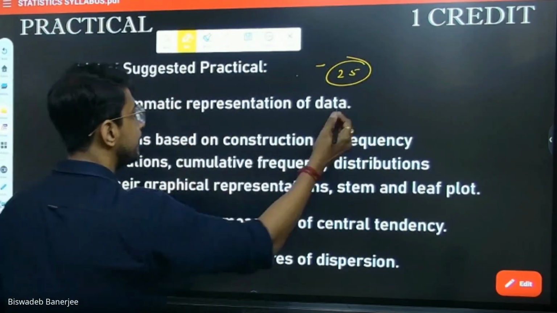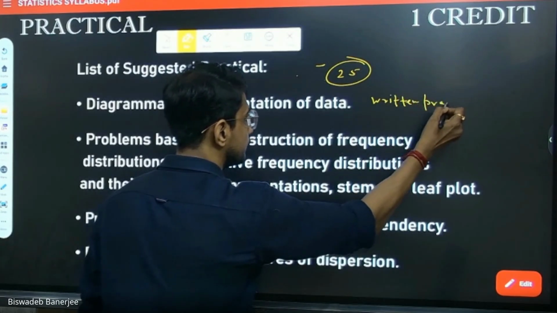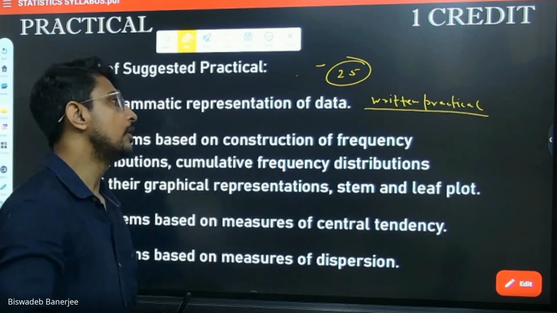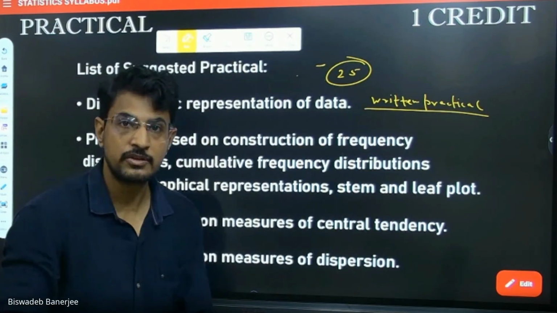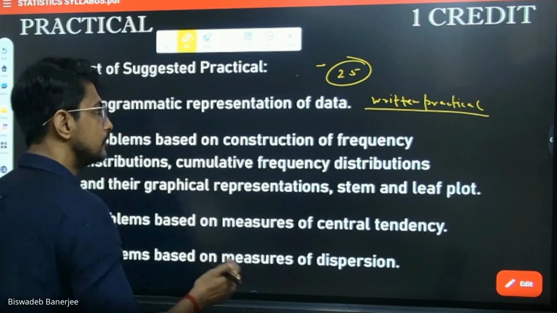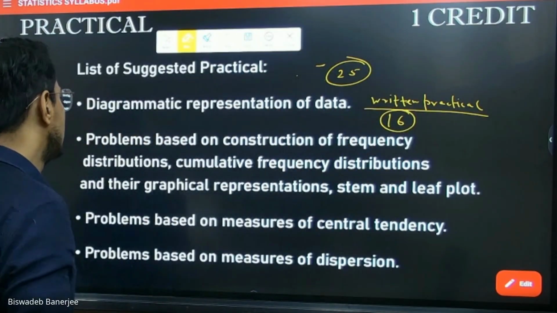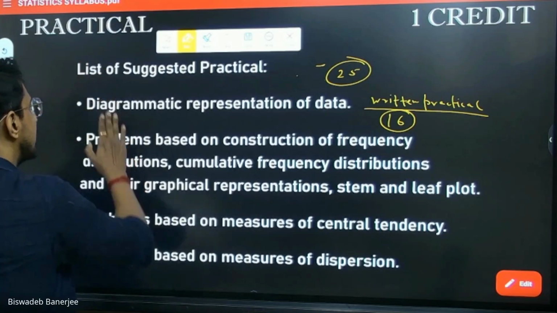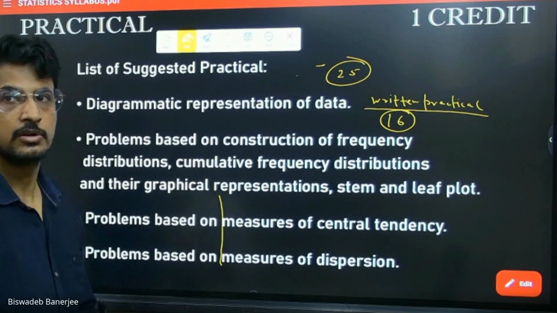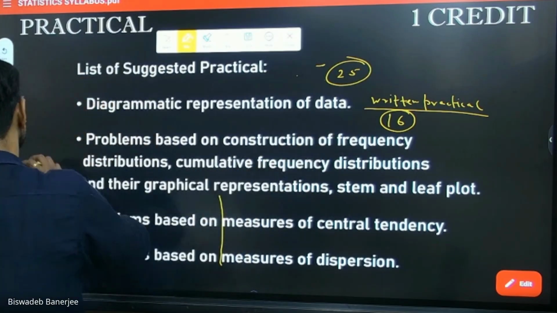The first part is written practical. In this part, college will give you some questions that you have to answer. These are my mathematical portion, written practical. This portion contains 16 marks. These 16 marks are from this entire portion that we have done in our theory part.